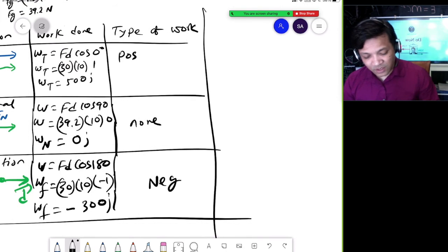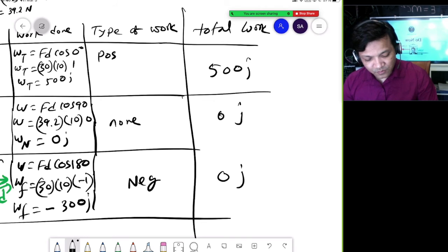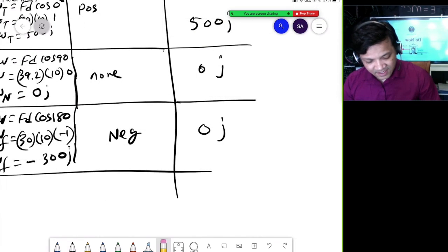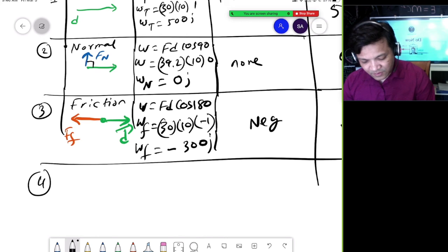Now total work, we're going to write total work. Total work is 500 joule, 0 joule, 0 joule, and this one is negative 200 joule actually. Negative 200 joule. Now we're going to finally do the force, scenario number 4.